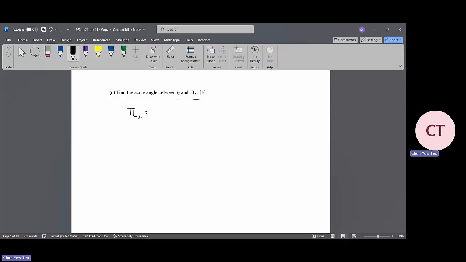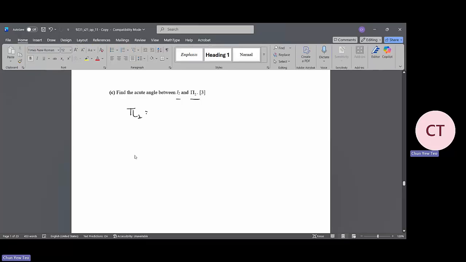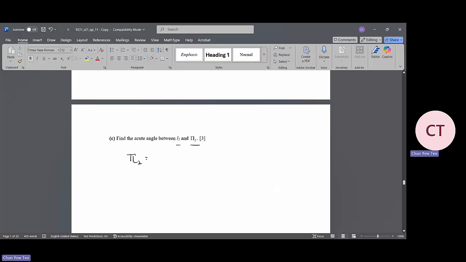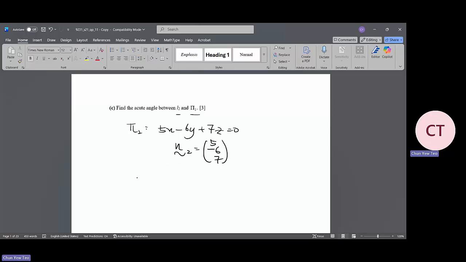So my pi 2, let me just copy down the answer, is 5x minus 6y, sorry, another typing error. Too many typing errors over here. 5x minus 6y plus 7z equals 0. So my N2 is actually (5, negative 6, 7). To find the acute angle between them, that means we actually have a normal vector and we have line L2 over here.